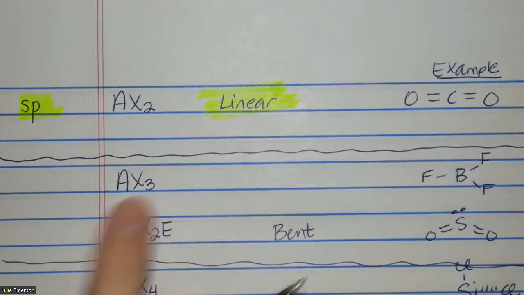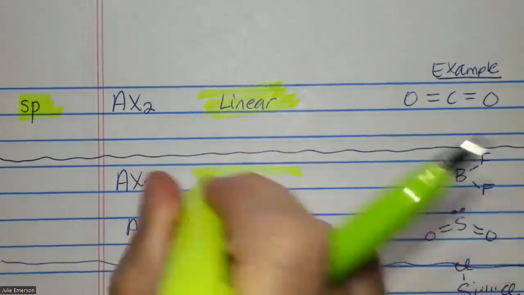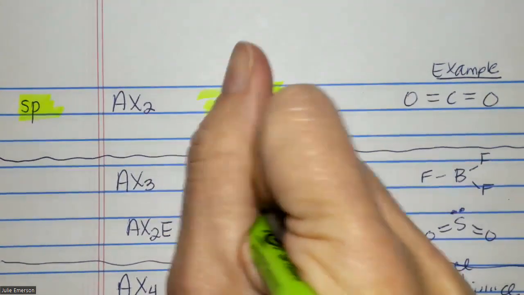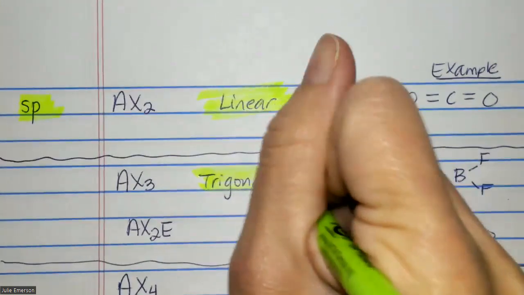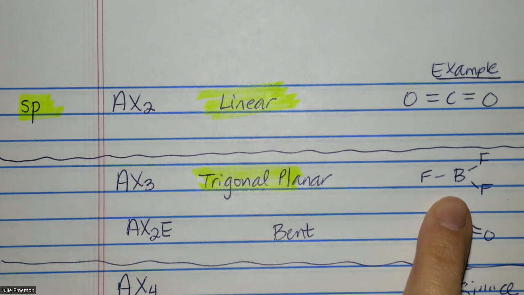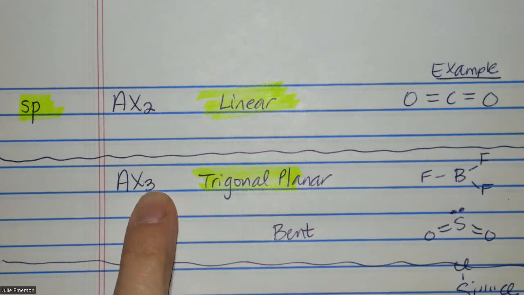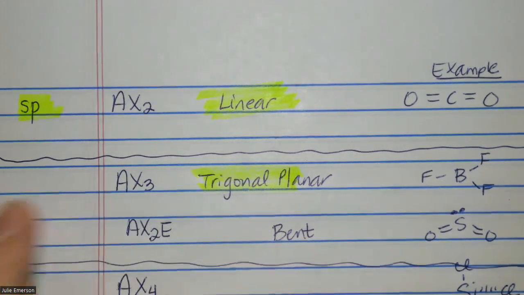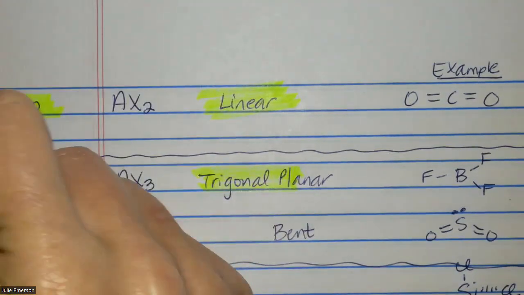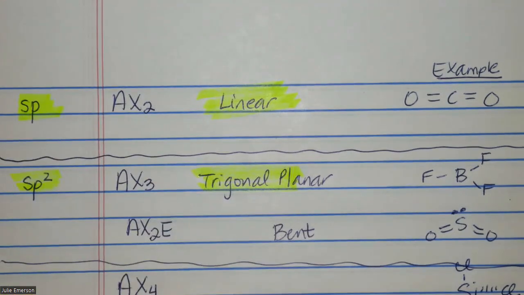If I have AX3, I need you to remember that AX3 is when you have the symmetry. That would be the trigonal planar. Examples there were BF3 or BH3. Now with 3 bonding sites, I need 3 orbitals. So again, I take S as the first one, and then I would need 2 P's.